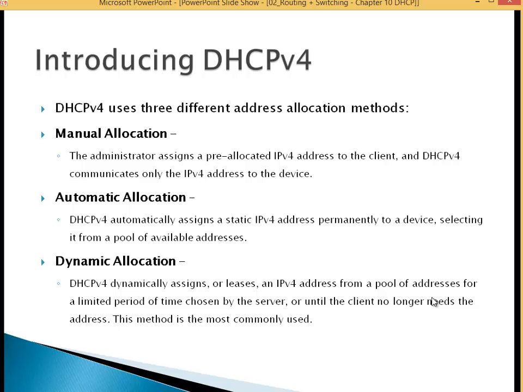So first we have a manual allocation, where the administrator has to statically configure the IP address. Then we have an automatic allocation. This usually happens in Microsoft's client machines as APIPA, where the client tries to contact the DHCP server, is not successful, and it will assign itself an IP address, or dynamically allocated with the DHCP server.